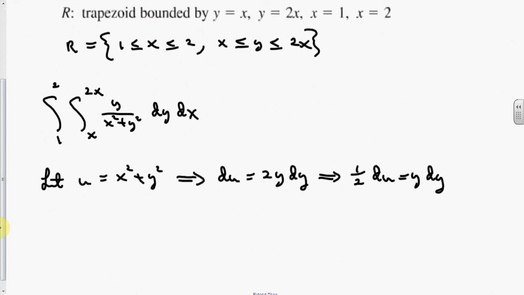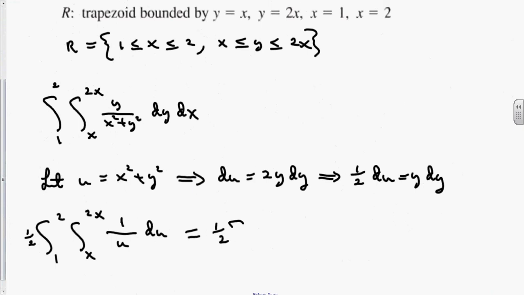So here, this is the integral from 1 to 2. Then this is the integral from x to 2x, and we're replacing the y's with the u's. And so here, this is the 1/2 sitting there. And then this x squared plus y squared is u, so that's downstairs. So I have a u here. And then upstairs, I have this 1/2 du. I'm just going to put a 1 and say du there.